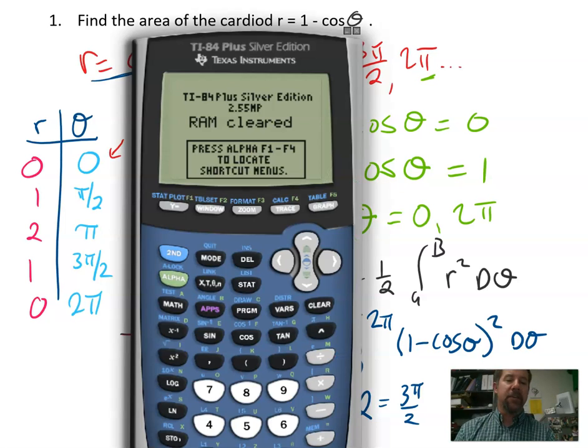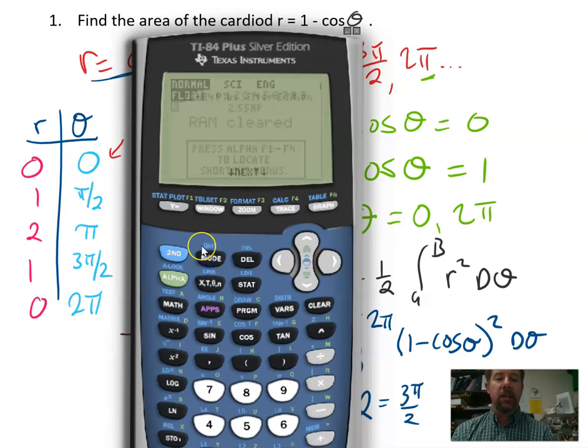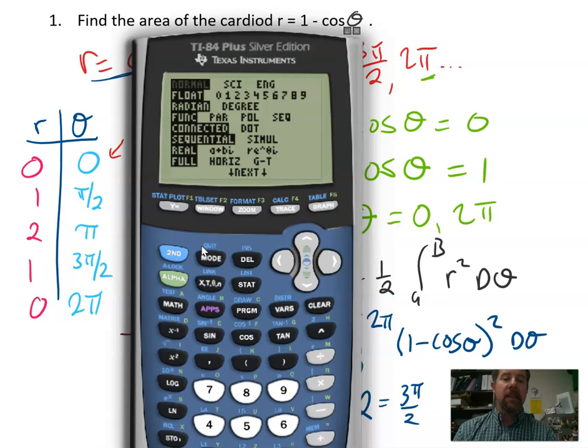Just like we talked previously about the sequence mode, your calculator also has a polar and parametric mode. I don't really use the parametric mode very much, but I do use the polar mode a little bit. If we hit the mode button and go down here, you can see there is a function mode, parametric mode, and a polar mode, and then a sequence mode, right? We talked about that already. But I'm going to go to polar.